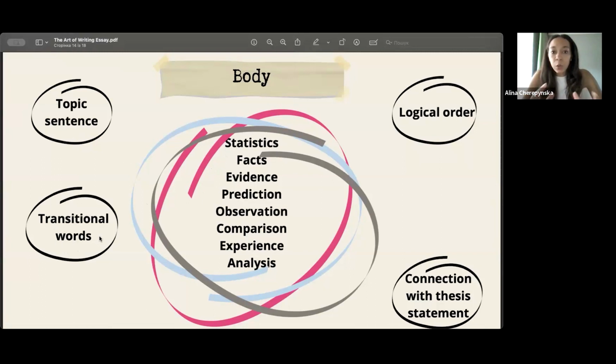They help us to work with the order. Transitional words are words like first, second, third, and, or, but, however, to sum up, to summarize, therefore. You know these words. So in the body, we need to think about logical order. That is why we need to organize the information in a proper way. We also need to connect with the thesis statement. All of the ideas that you present in the body of your essay should be in full connection with your thesis statement. That is why please do not forget to reread your writing before submitting it.